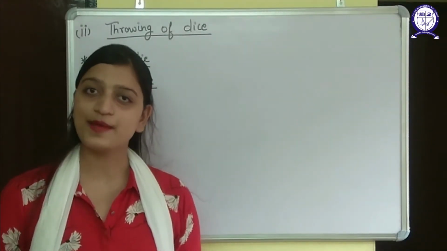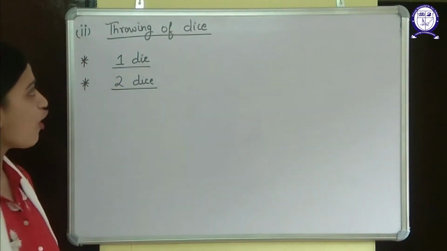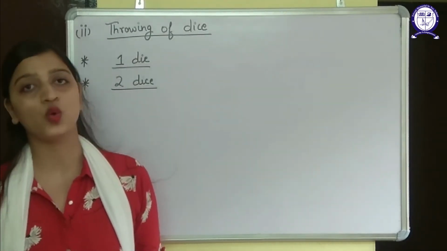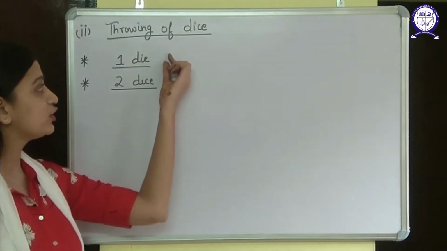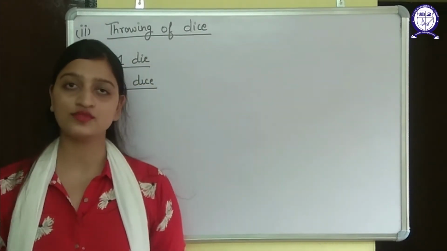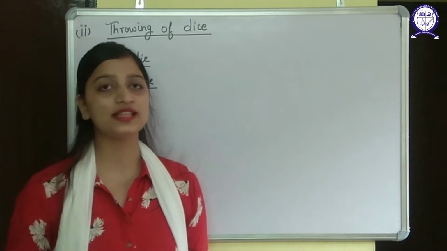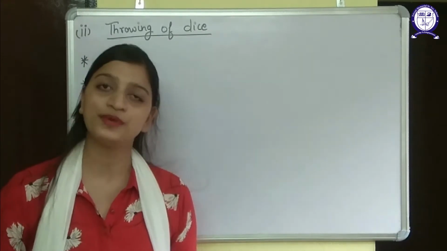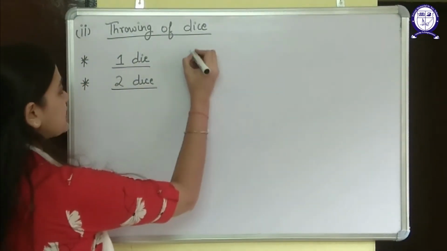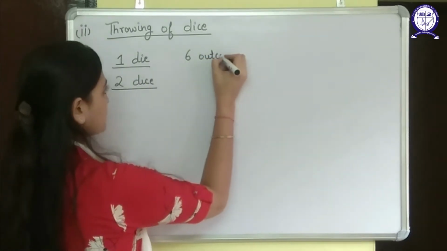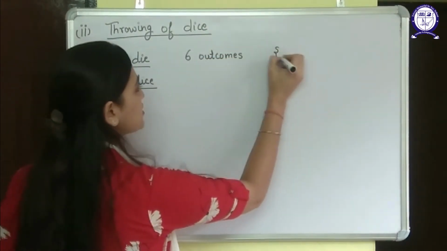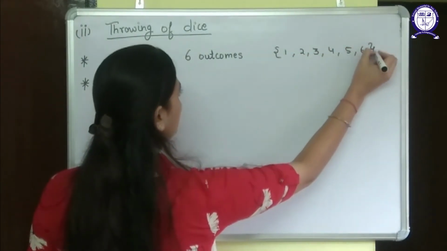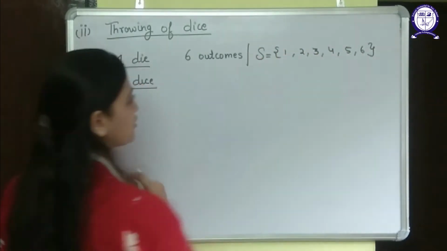Now coming to the second type of question, that is throwing of dice. Okay, now first of all, one thing is finding the total number of outcomes. Suppose I have thrown just 1 dice. How many outcomes will be there? There will be 6 outcomes. We know that already because we have done many questions like this in our previous classes also. The outcomes are 1, 2, 3, 4, 5 and 6. This is my sample space for this.